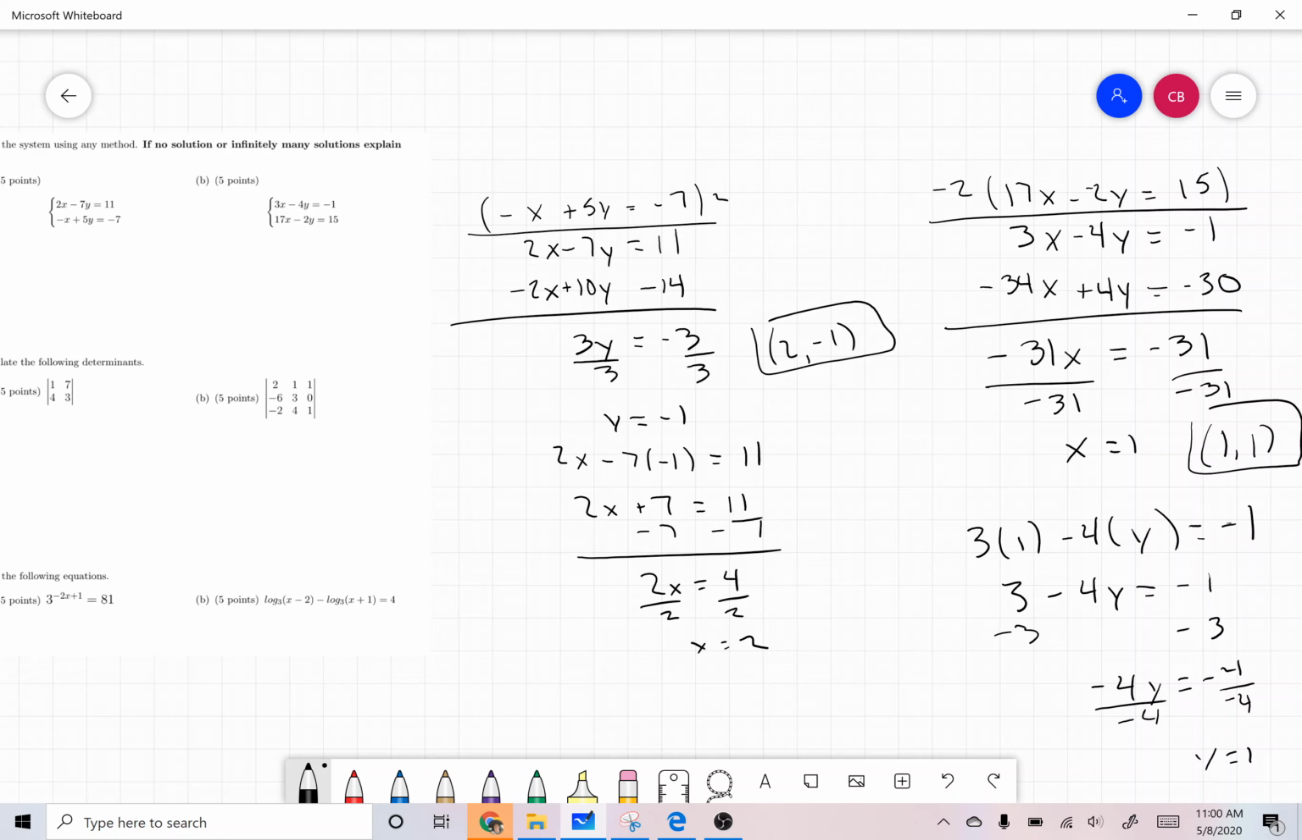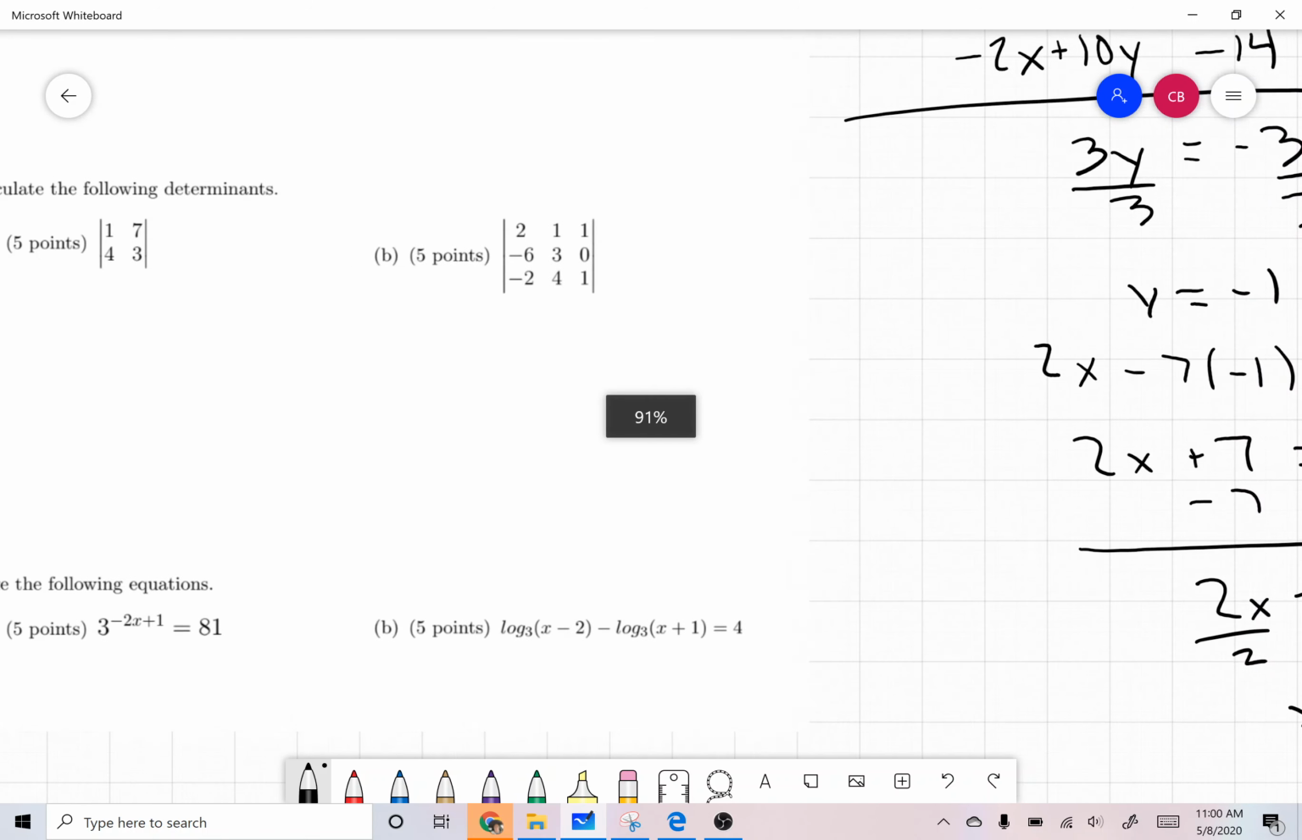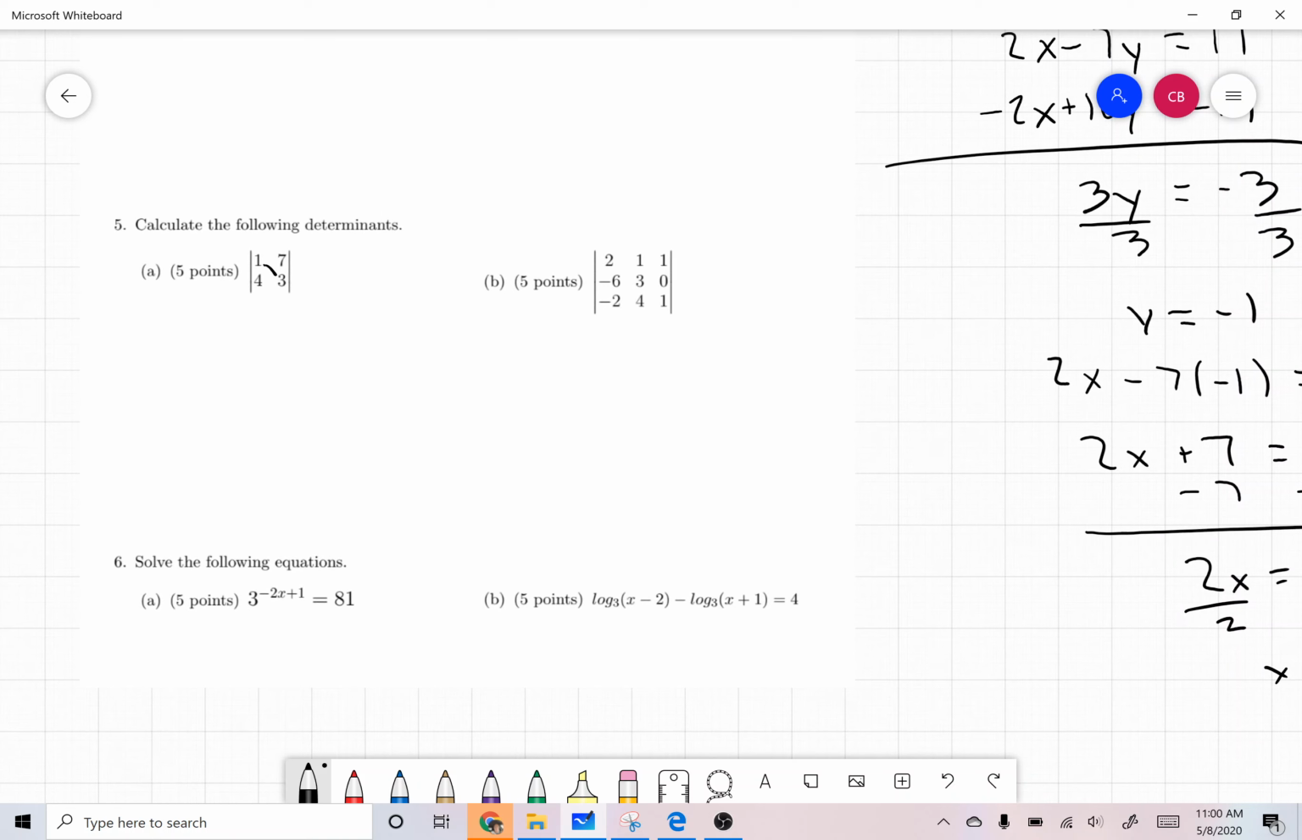And that is that. So for the next ones, these ones are kind of quick. We just multiply diagonally and subtract. So we go 1 times 3 minus 7 times 4. Yes, you do have to do it in this order. Top left to bottom right and then backwards. This is going to be 3 minus 28. Negative 25.